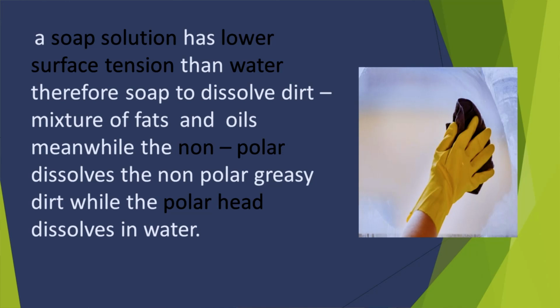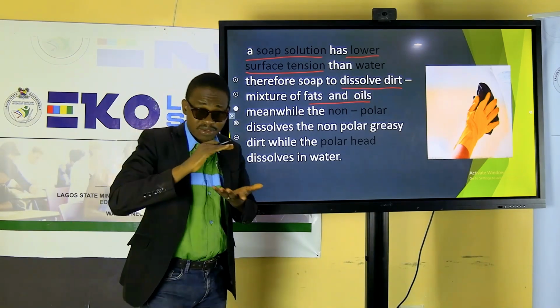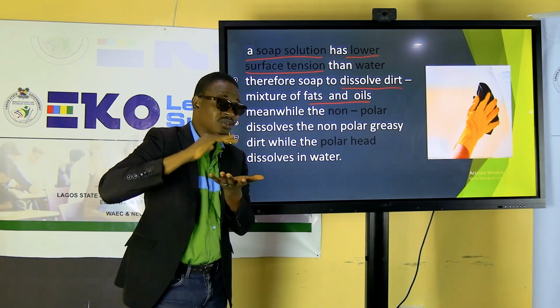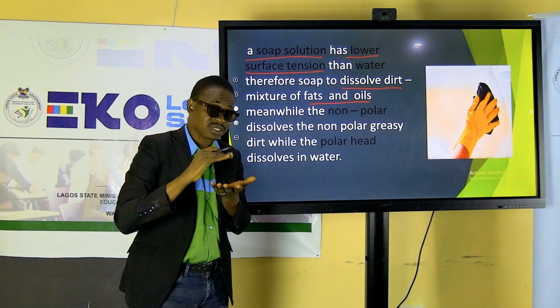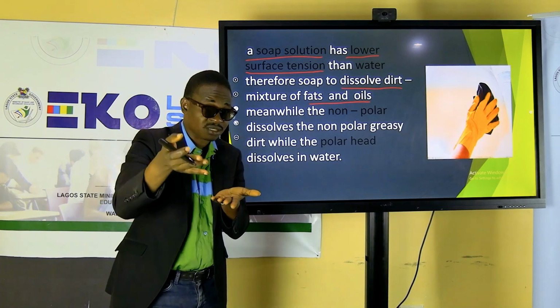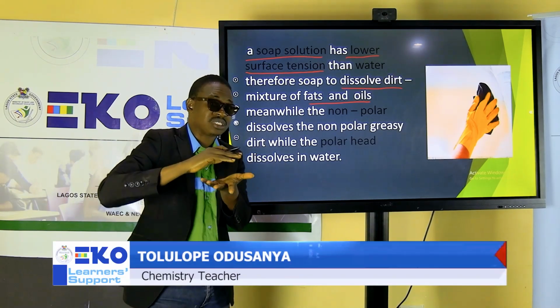Now, if it has a lower surface tension than the water, what will that do for the soap? Good. Therefore, the soap dissolves the dirt easily. The dirt is a mixture of what? The fats and the oils. Good. Are you following me? I've told you the water has a high surface tension, compared to that of the soap solution inside the water. And the soap solution has a lower surface tension. Basically, it helps the soap to dissolve the dirt.